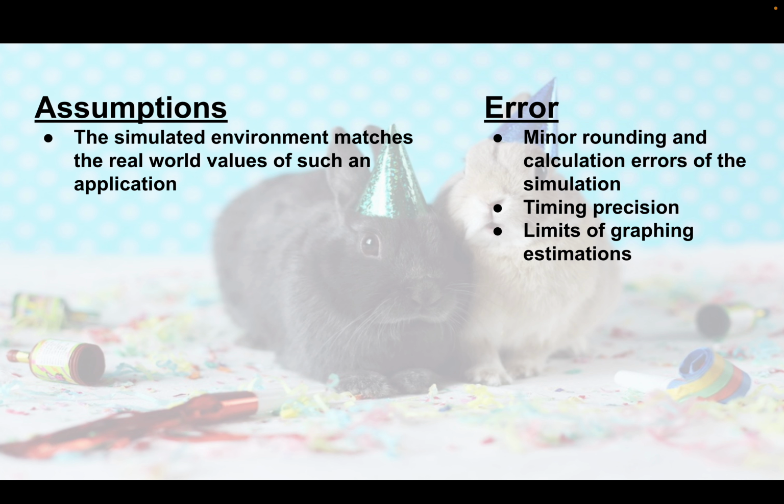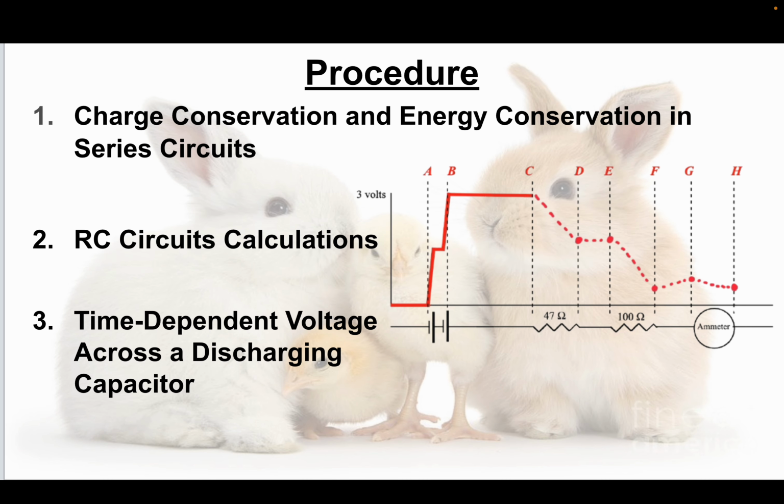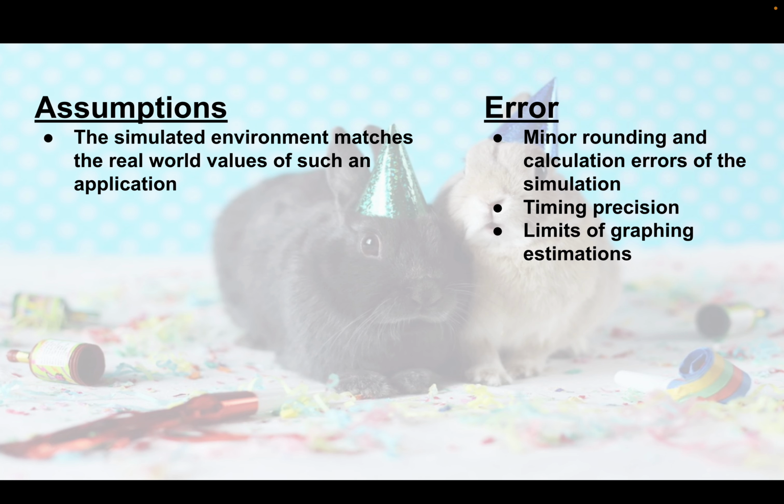There are a few possible sources of error that we can see through the lab. One could be minor rounding and calculation errors of the simulation, because again, it can't be completely perfect. Another could be the timing precision, because we had to time on our own stopwatches or cell phones, and so there could have been some small errors with that, which could have shifted the results. And lastly, there are the limits of graphing estimations, as you can see on the slide before. Let me go back to that real quick. You can see the trends are a little iffy, like long term, as there are more ohms. Would this necessarily show the right trend? It's kind of impossible to say that with such limited data. So that's another source of error, that these trends might be different in real life.